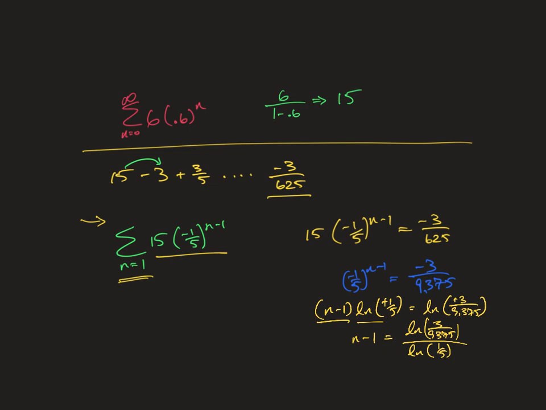And then what's my last step? I add 1. So now I'm going to add 1 to both sides, and so n would equal that. Now, let's go ahead and type that into our handy dandy calculator. So n is equal to 6.